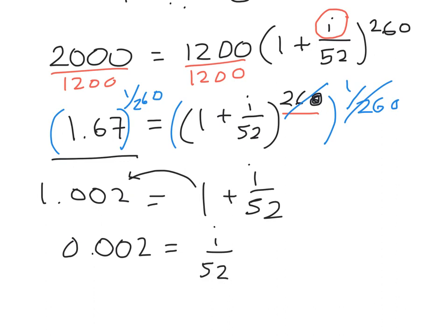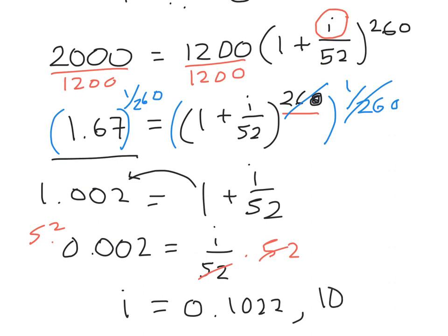Then let's multiply both sides by 52 so that those 52s cancel out. And in my calculator, I see that 52 times 0.002 equals 0.1022, or in other words, the interest rate I should look for is 10.22%. So this is another compound interest example, but solving for interest instead of accumulated amount.